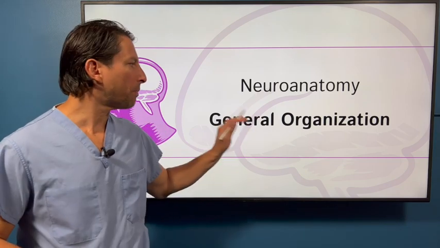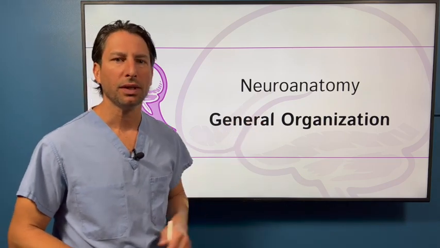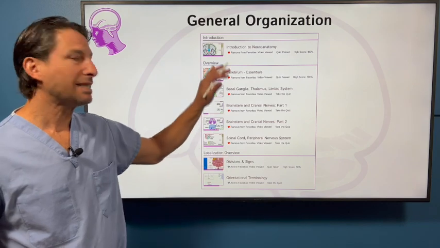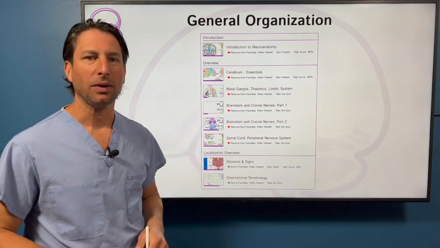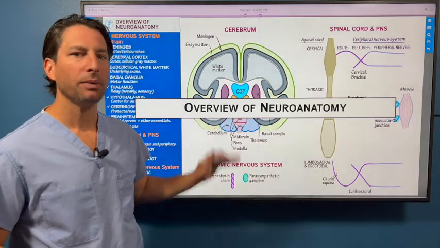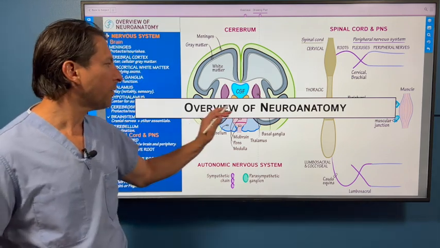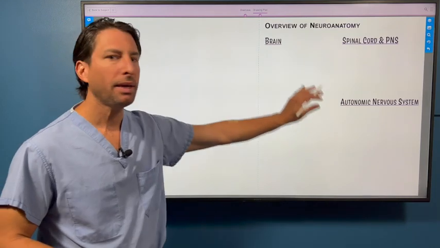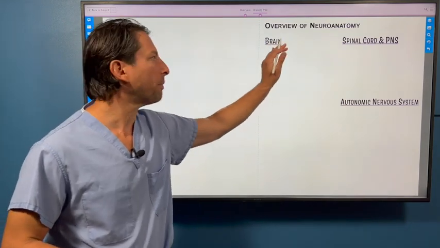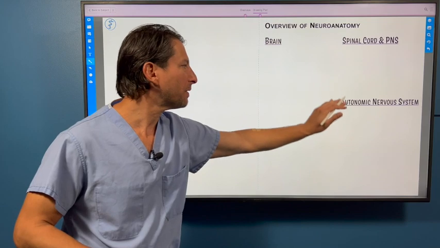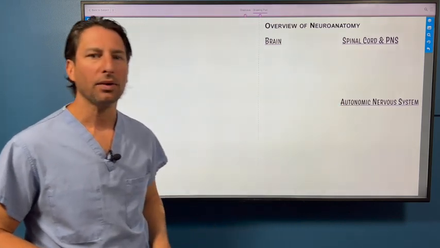So here we're going to go through a primer on general organization of neuroanatomy. Now there is a ton of great details that we're going to learn here, and when we step away we really should have a pretty good understanding of the nervous system. So an overview of neuroanatomy here, three main systems we're going to talk about: the brain, spinal cord and peripheral nervous system, and then the autonomic nervous system.